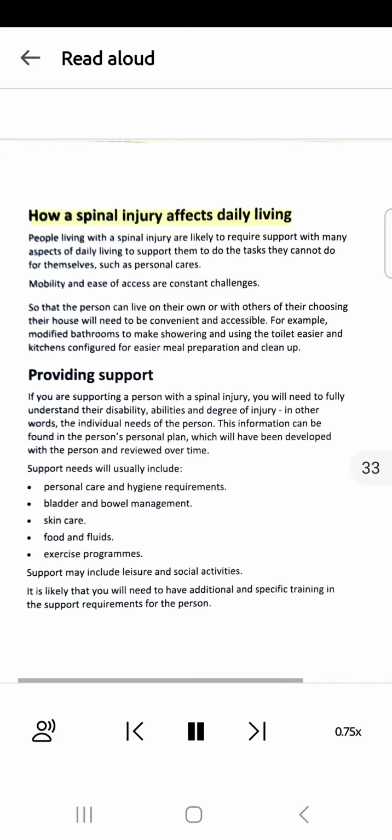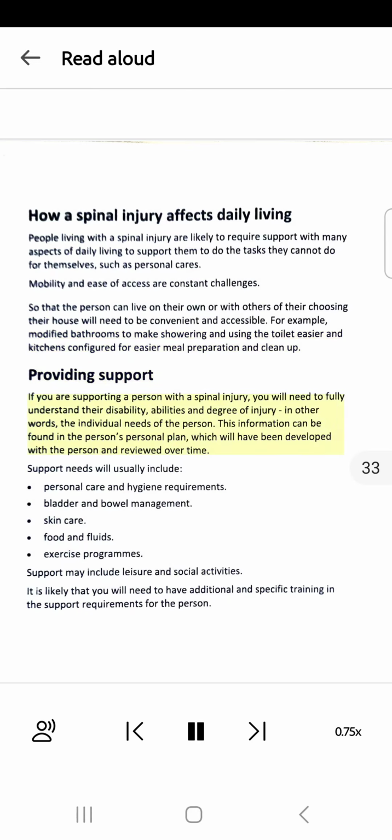How a spinal injury affects daily living. People living with a spinal injury are likely to require support with many aspects of daily living to support them to do the tasks they cannot do for themselves, such as personal cares. Mobility and ease of access are constant challenges. So that the person can live on their own or with others of their choosing, their house will need to be convenient and accessible. For example, modified bathrooms to make showering and using the toilet easier and kitchens configured for easier meal preparation and cleanup.